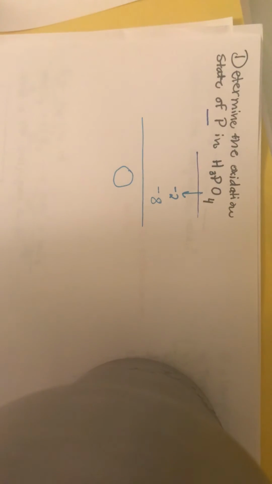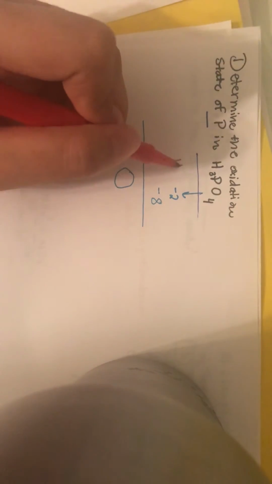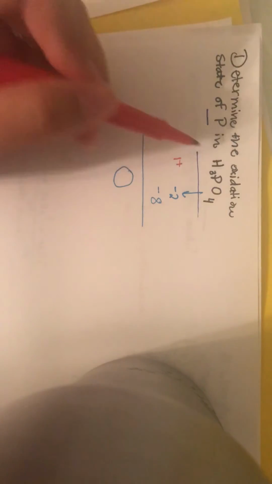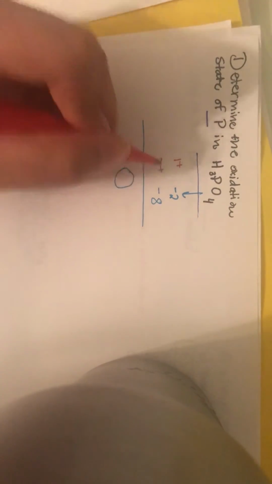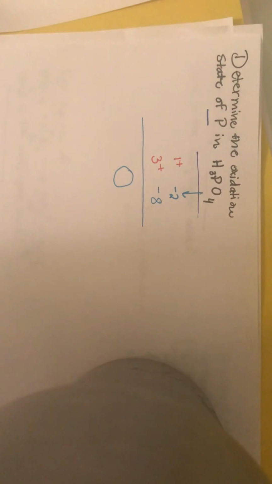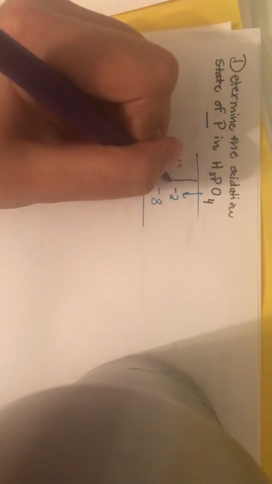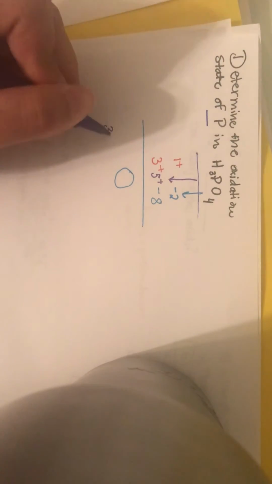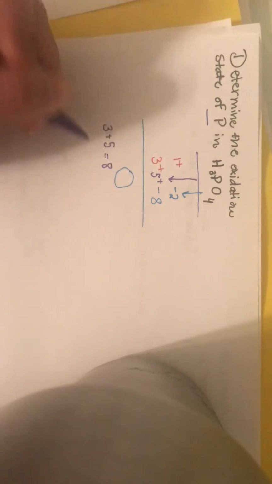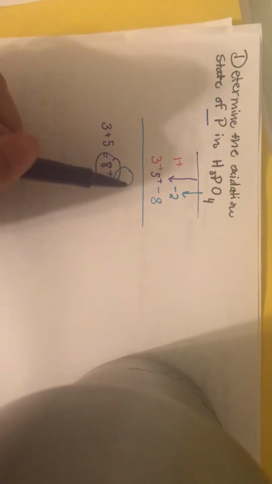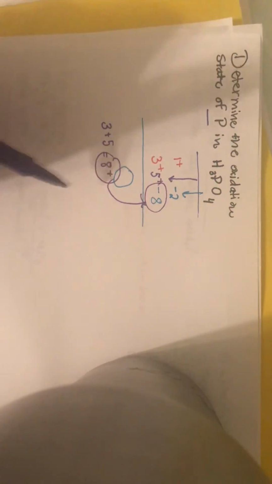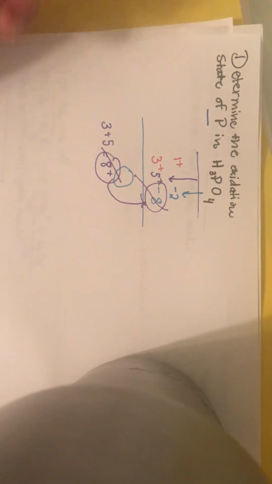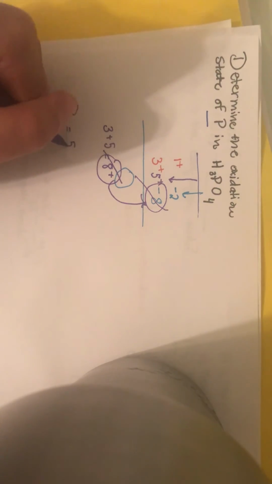So now let's do the H, because H is usually 1+. Let's see if this still works. H times 1 is just 3. So we have 3+ and 8-, which means that the P has to fill in the gap, which means it has to be 5+, because 3 + 5 = 8, and that's positive. And then you have a -8 here, so they would cancel out nicely. So the charge of P is going to be 5+.